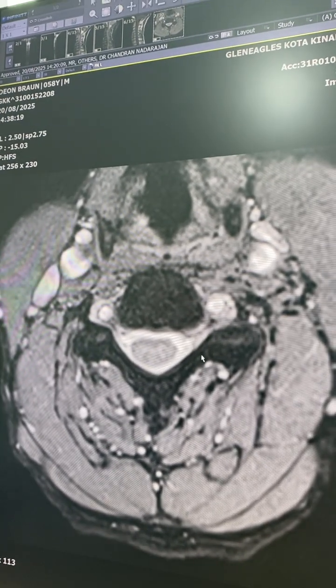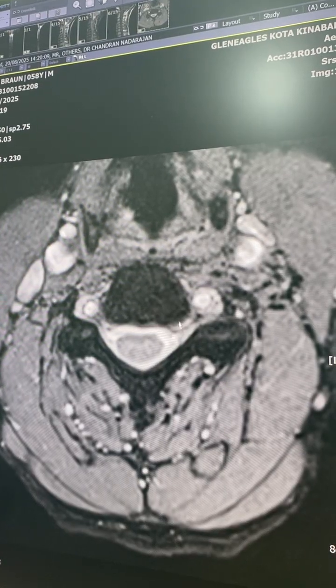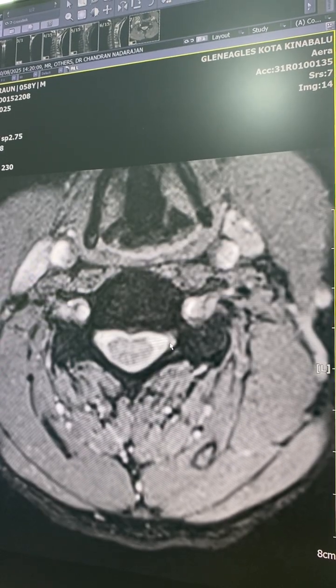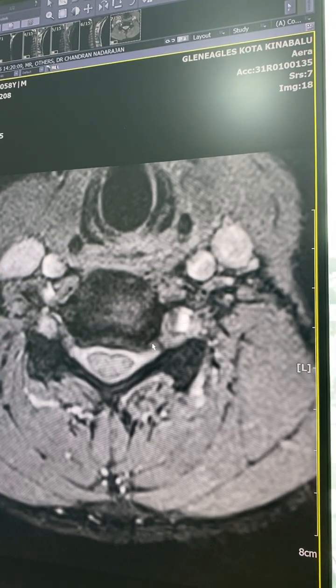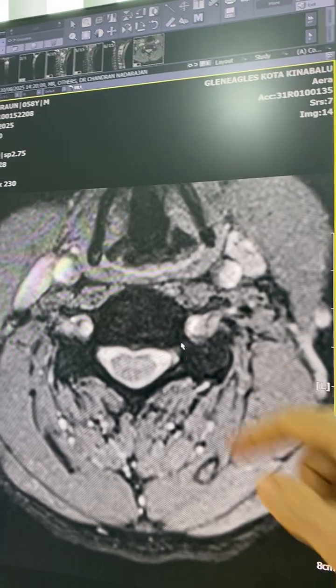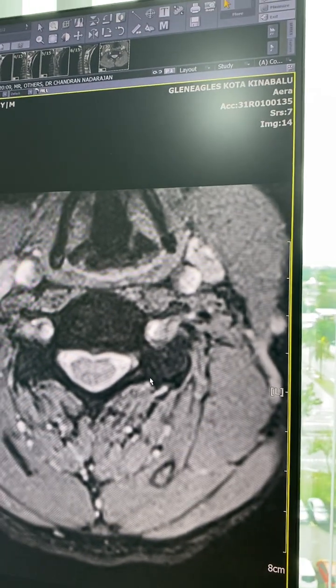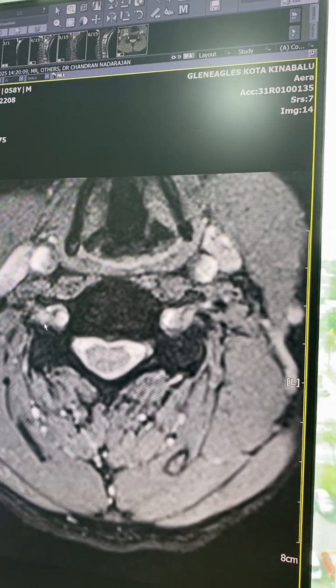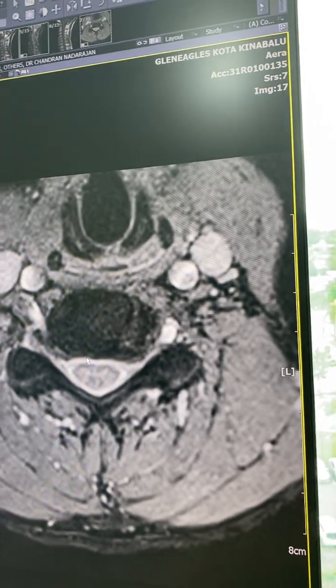You can see they're wider. This is wider, C4, C5. And that one there, is it completely absent? No, this is the bone on the side. I see, okay, so that's fine. So there's no nerve there. If you scroll, there's no nerve.